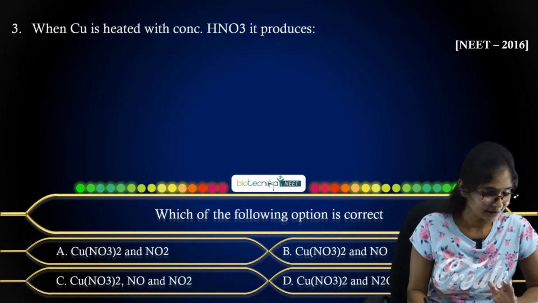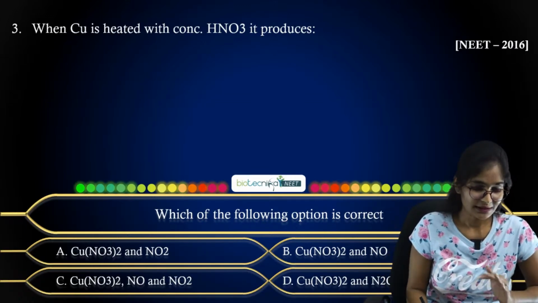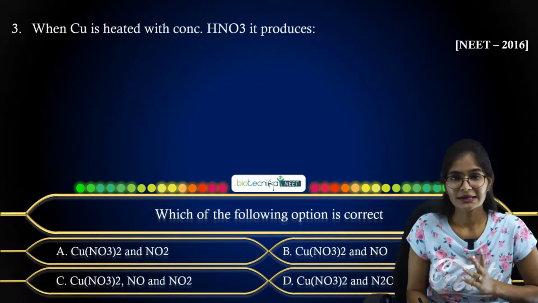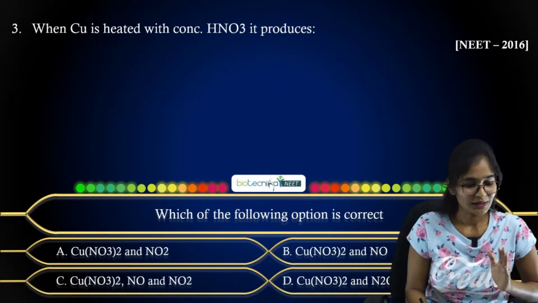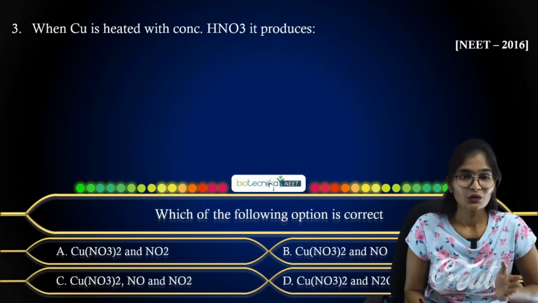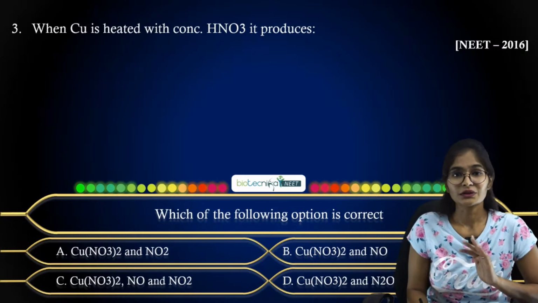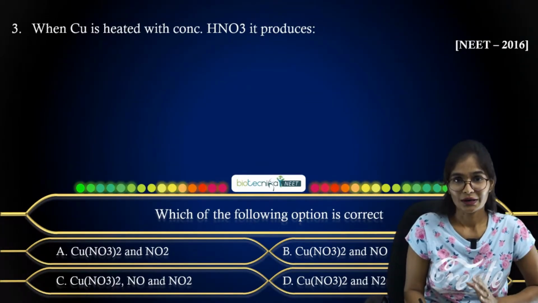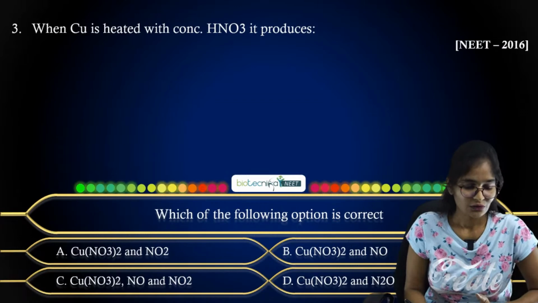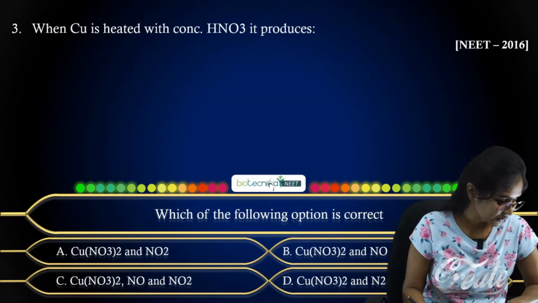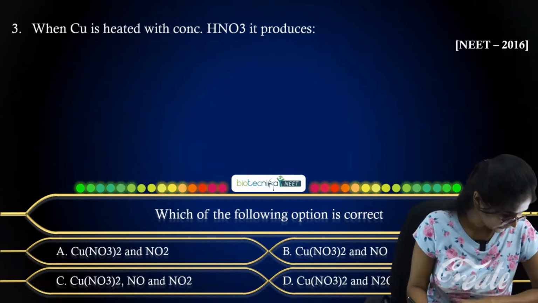Option A is Cu(NO3)2 and NO2, and B is Cu(NO3)2 and NO, and option C has the copper nitrate as it is, but along with that NO and NO2, and option D has copper nitrate along with N2O, right? So which option do you choose? You have to treat copper with concentrated HNO3. What answer do you choose here?